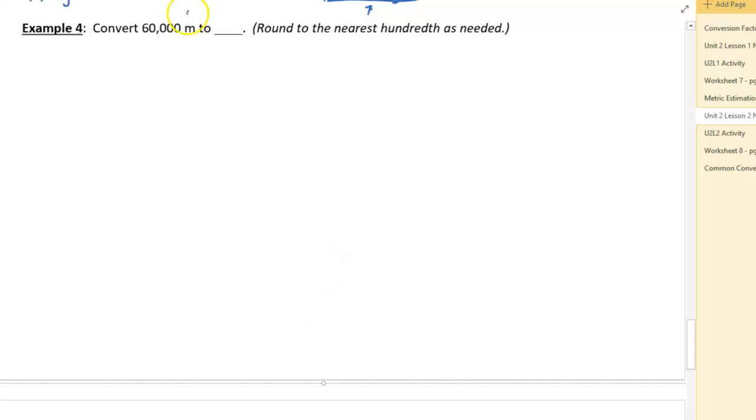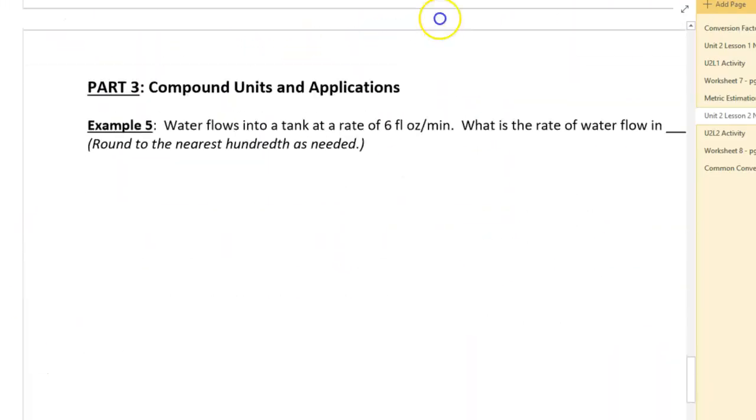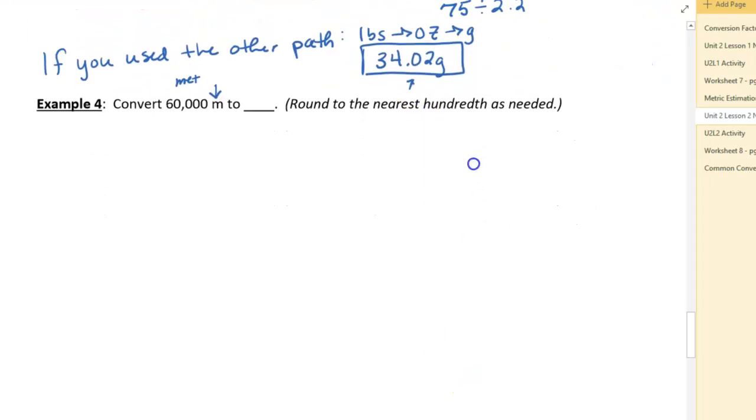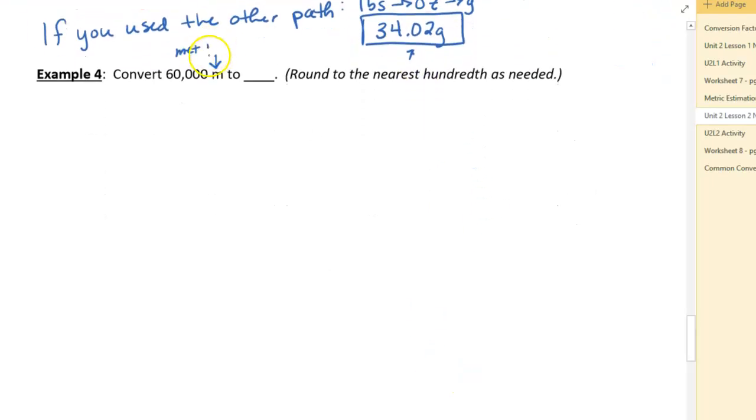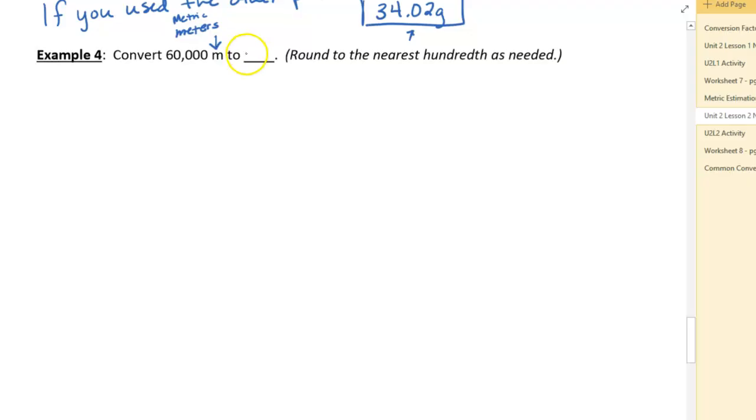So this represents meters. So this is the metric system. And then what I would like for you to convert to in this problem is miles. So we abbreviate miles MI so that we don't get it confused with meters. And miles is in the US system. So this is going from metric to the US, which is going to require a bridge.